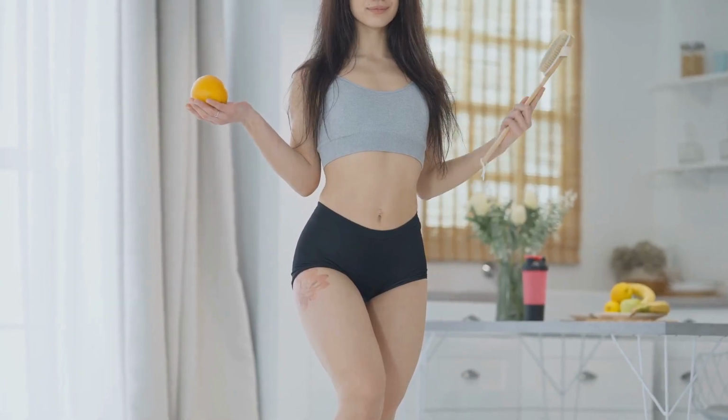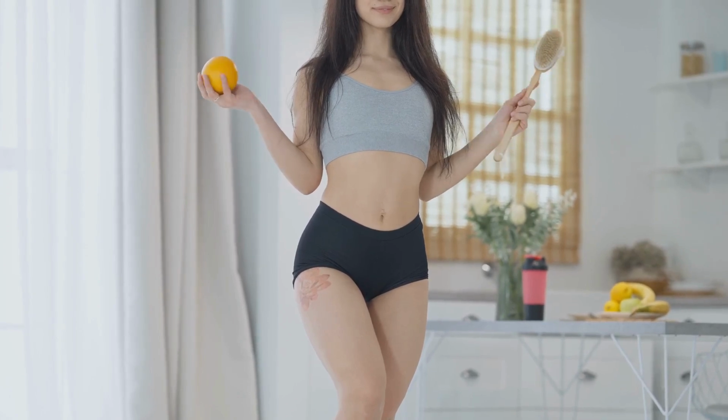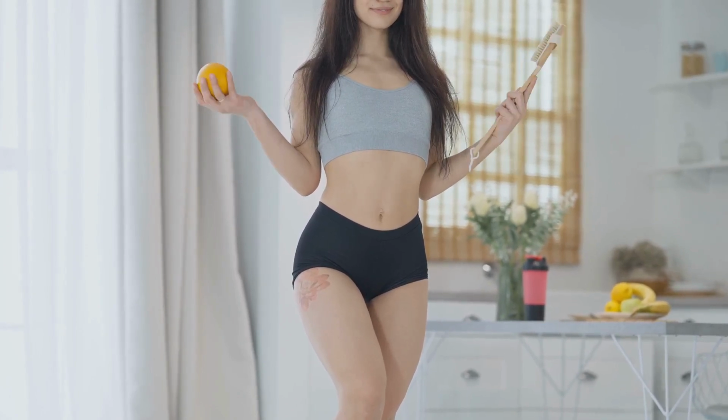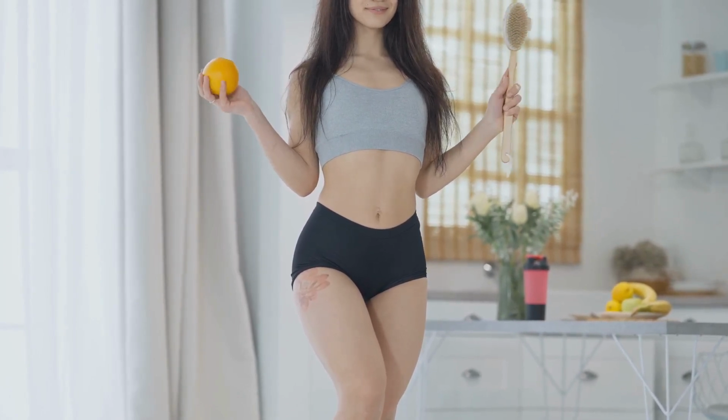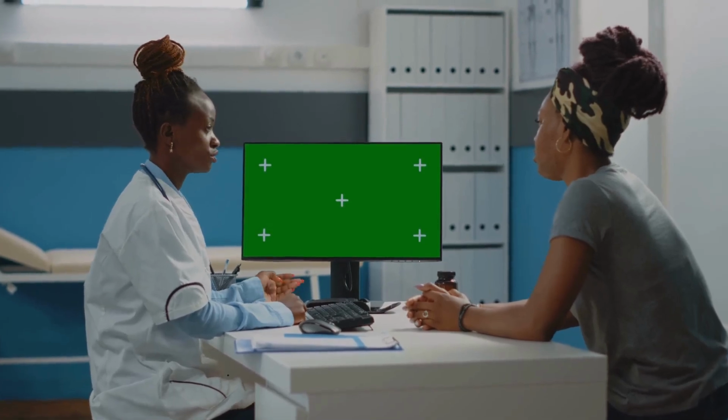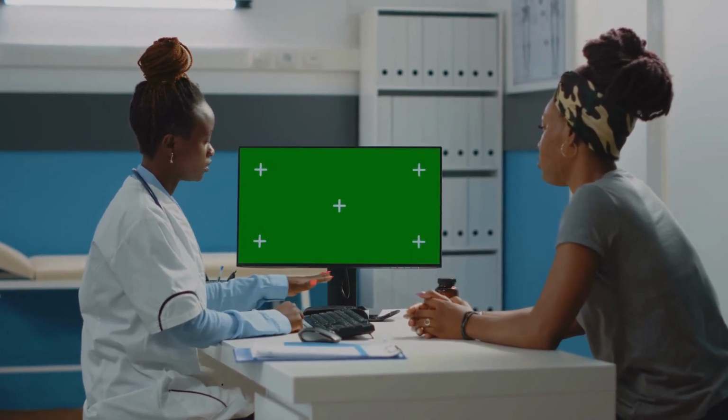Understanding iron deficiency and anemia is crucial for maintaining good health. By recognizing the symptoms, getting the right tests, and making dietary and lifestyle changes, you can effectively manage these conditions. Remember, always consult with a healthcare provider for personalized advice and treatment plans.